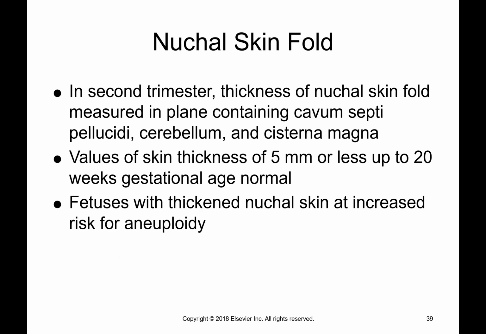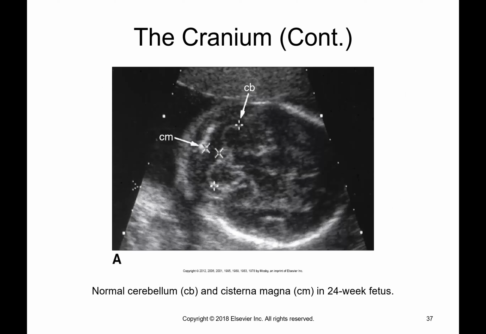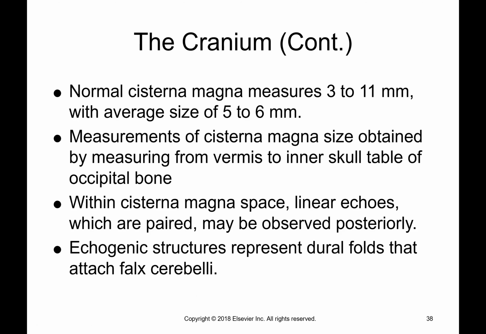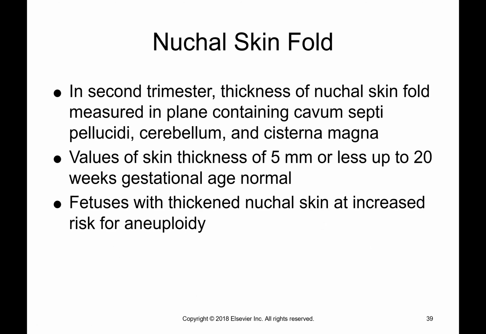Okay. Then the nuchal skin fold, which I have not gone over yet, we measure that, and it's just this little area behind the cisterna magna. Let me show you here. So this is part of the skull here. And then from the skull to the back of the neck, that's called the nuchal fold. And we want to measure that. A thickened nuchal fold could be a sign of Down syndrome or trisomy 21. So we like to measure that. And it should be less than 5 millimeters.